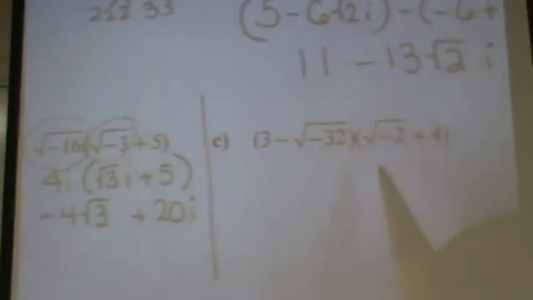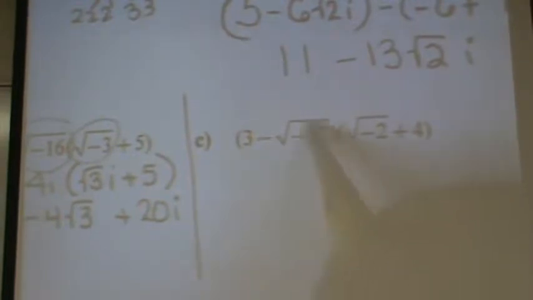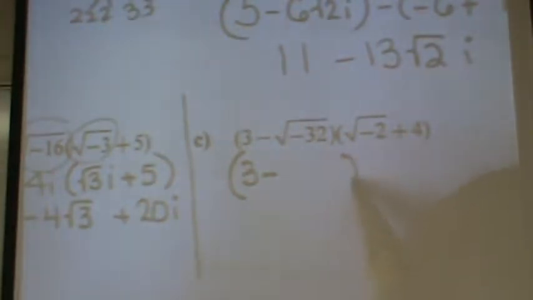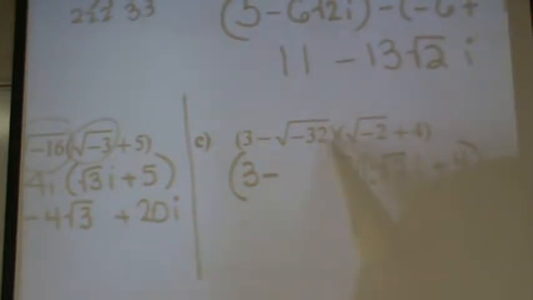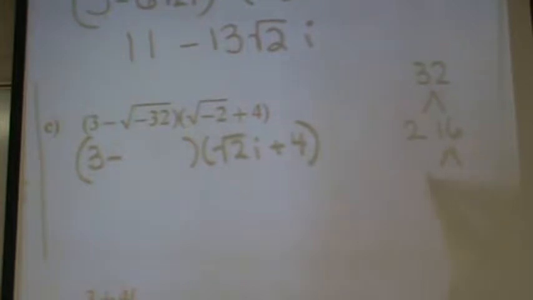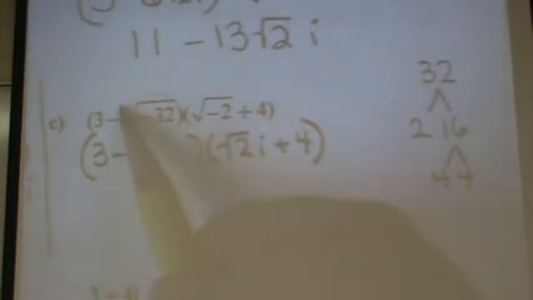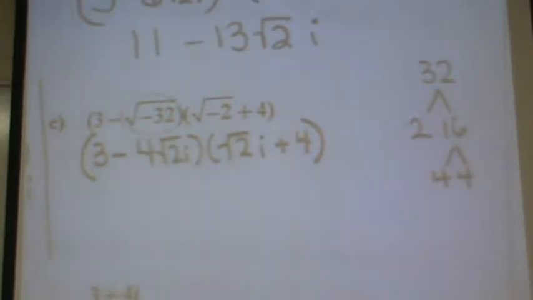And the last one, letter C, I should say. Okay, so I would convert this first. 3 minus something i, and then this is going to be root 2i, and then plus 4. With these negatives, you always want to convert first. Do not try multiplying because you're going to lose a negative. So let's bring 32 to the side here. 2 times 16 is 32, right? And this is 4 times 4. So how would you rewrite this? 4 root 2 i.